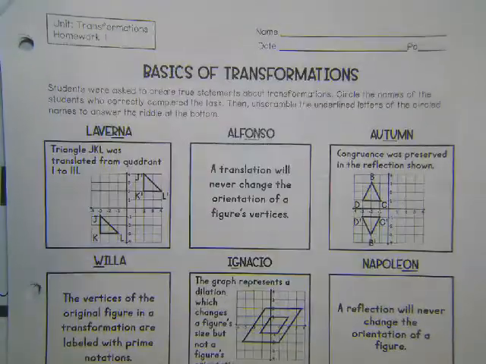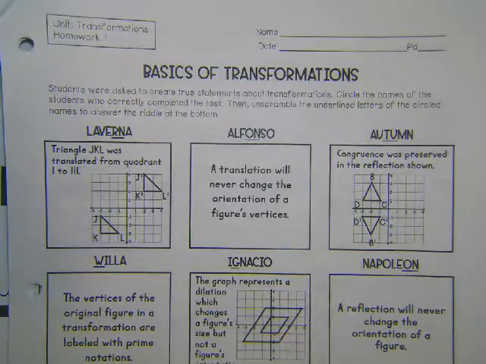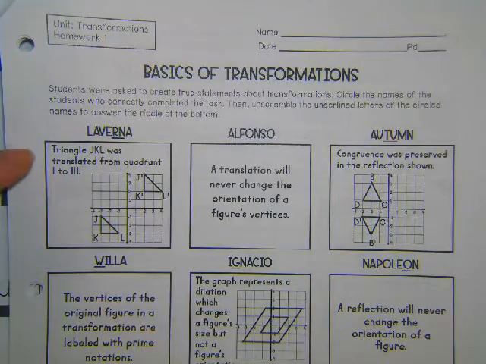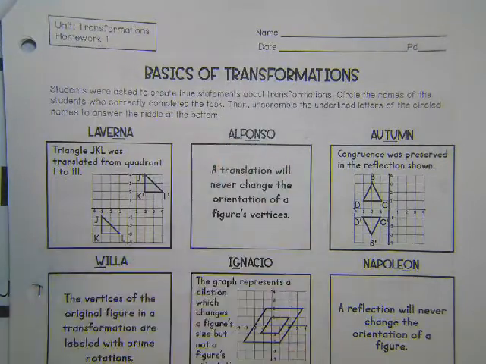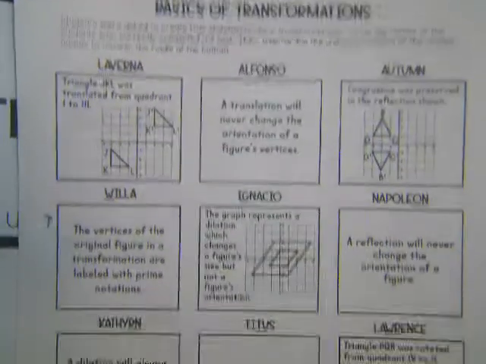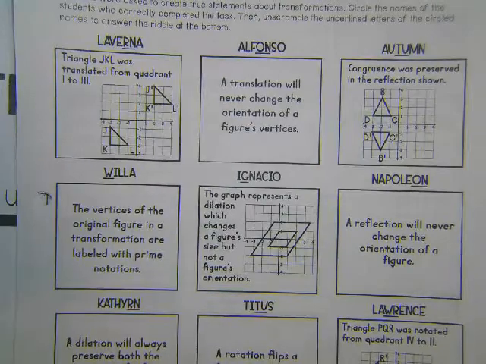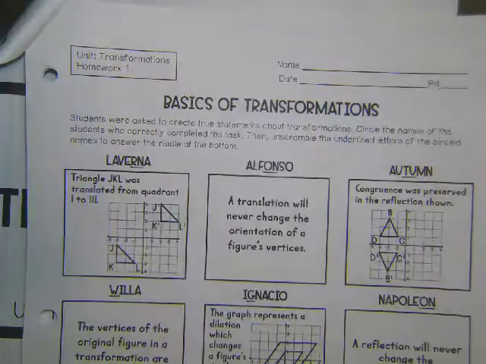All right, that is the basics of our transformations so far. That's just introducing you to them. Today what you're going to do is you have this for homework tonight. It says students were asked to create true statements about transformations. Circle the names of the students who correctly completed the task. Then unscramble the underlined letters to answer the riddle. So for the names that you end up circling, you take those letters, unscramble them, and try to answer the question down at the bottom. All right, that is your homework for tonight. Good luck.